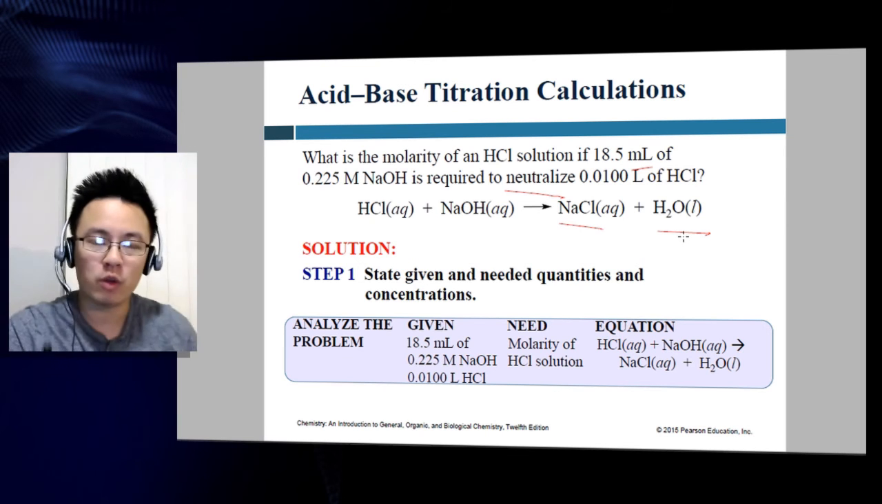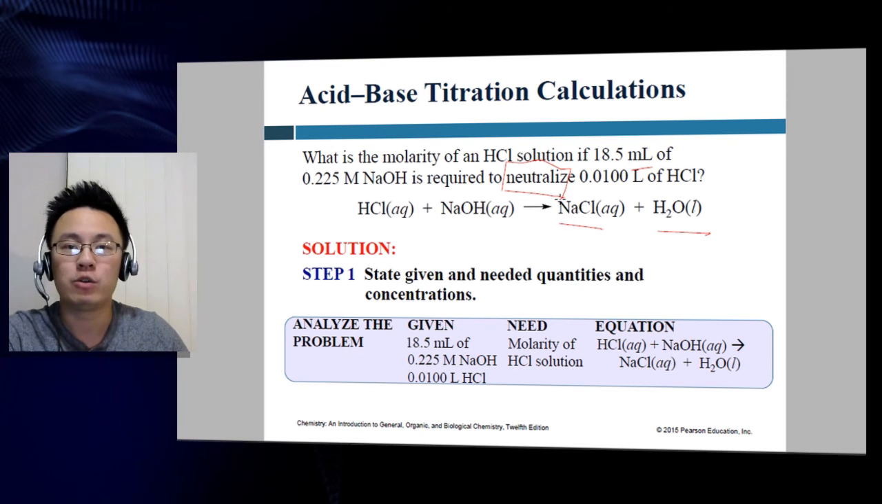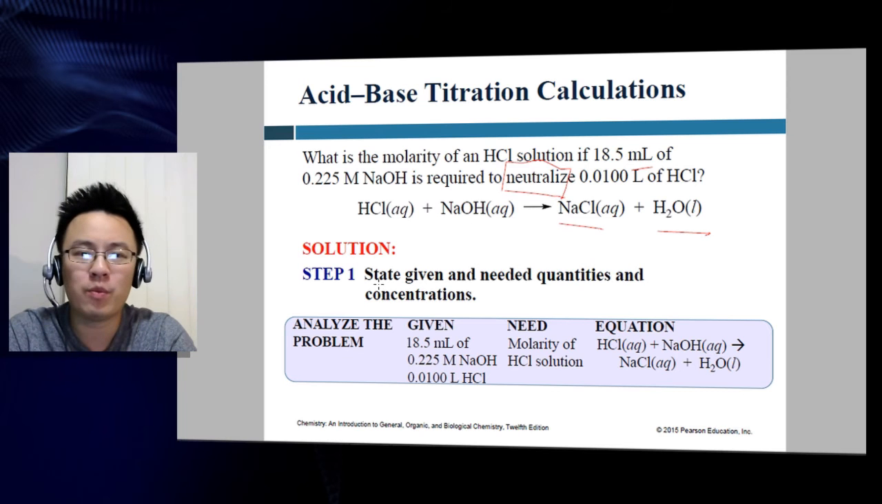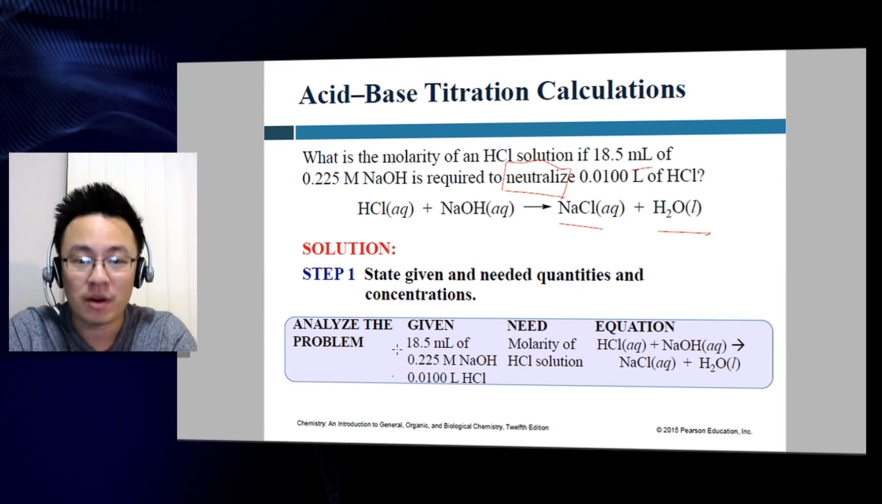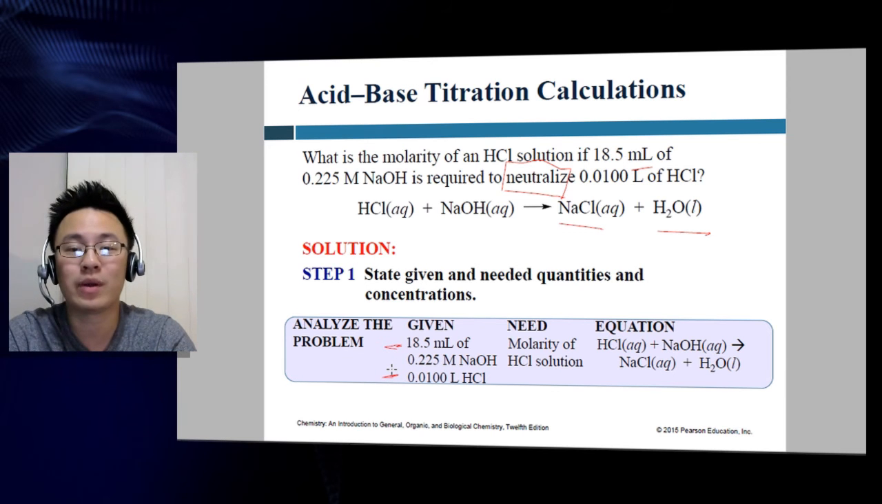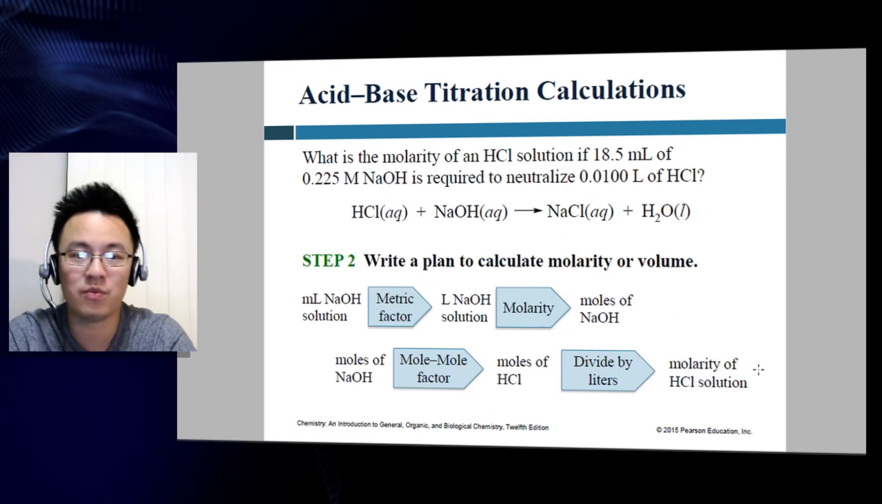Don't forget, I strongly recommend that when you read these equations, you look for clue words like neutralize in order to determine what kind of products you're going to get. So here we go. Step number 1 is to state the given needed quantities and concentration. We definitely know that we're given 18.5 milliliters of 0.225 molar of sodium hydroxide. We also know that we have 0.0100 liters of hydrochloric acid, and we need the molarity of the hydrochloric acid solution. So we have an equation that's written for us, which will be tremendously helpful a little bit later.